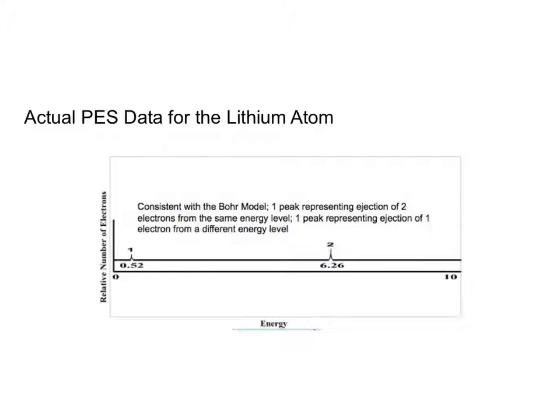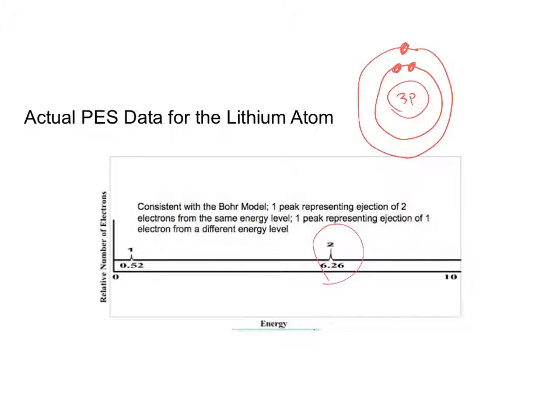Then we look at lithium a little bit, and with lithium there are three protons in the nucleus, and there are two energy levels. In the first energy level there are two electrons, and in the second energy level there is one electron. So again, this works for lithium pretty well because we see the two electrons in that first energy level here, and we see the one electron in the outermost energy level here. So in this particular case, the PES data supports that.